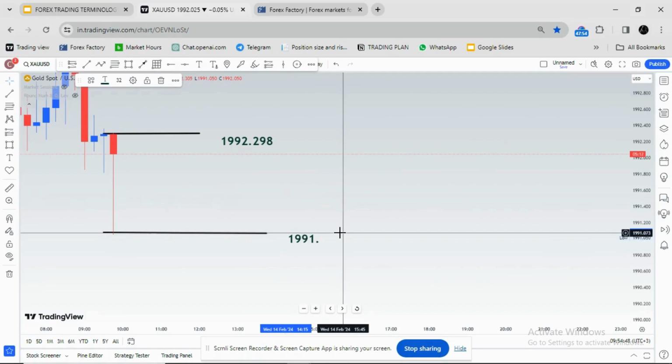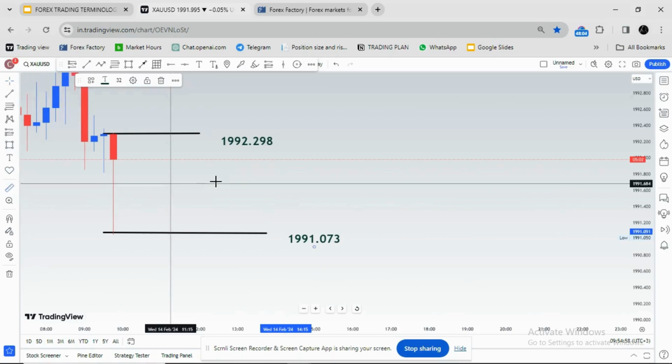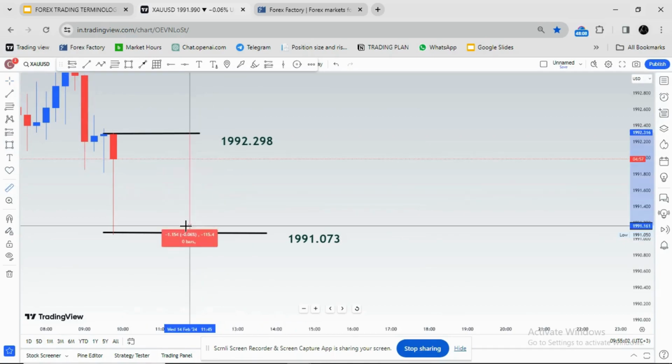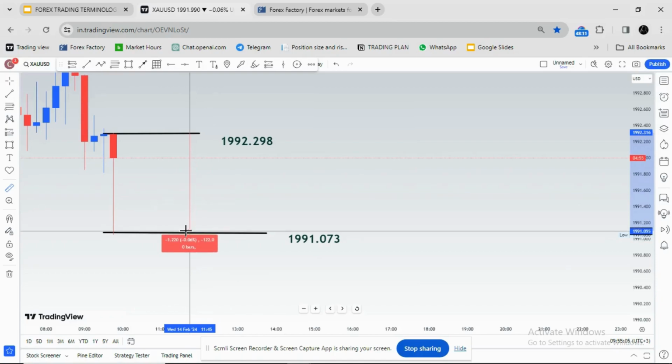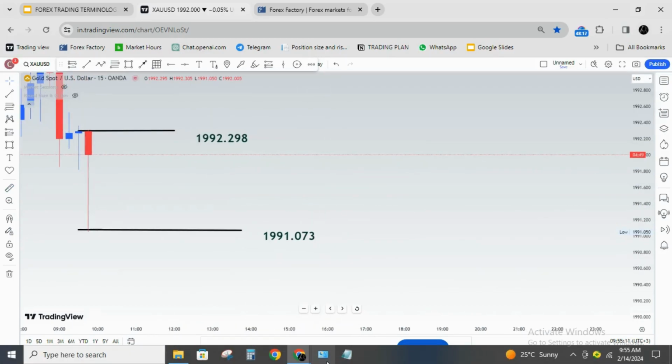1991 point what? 1991.073. Once you subtract these two, you're supposed to get, if I'm not wrong, it has moved 112 pips. Let's see if that is even possible.